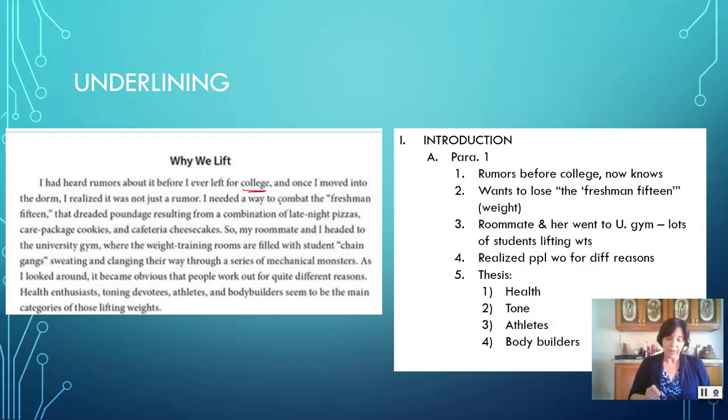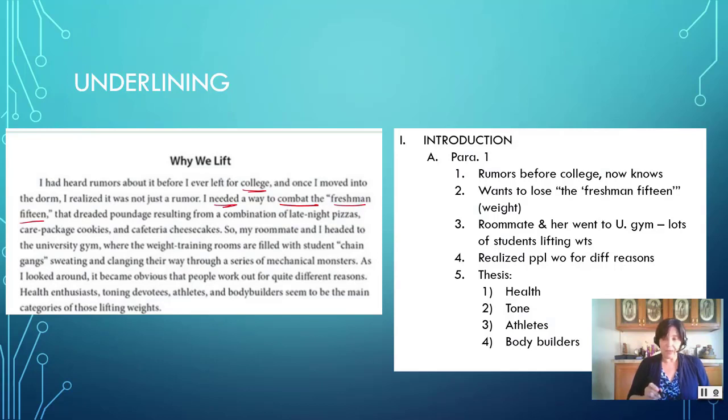Next, I needed a way to combat the freshman 15. Here, I would pick up needed, combat the freshman 15, but if you're not used to that phrase, she gives us another way, poundage. Okay, so do one or the other. And since I know the freshman 15, I will erase this one. So you would do one or the other. You don't need to do both. You're trying to save yourself time, both in underlining and in the reread.